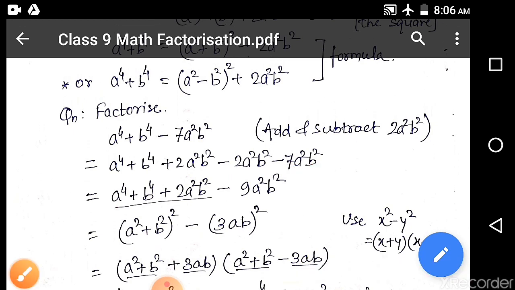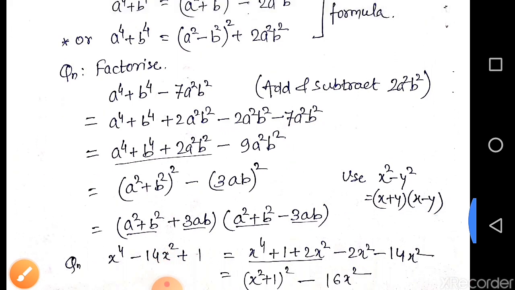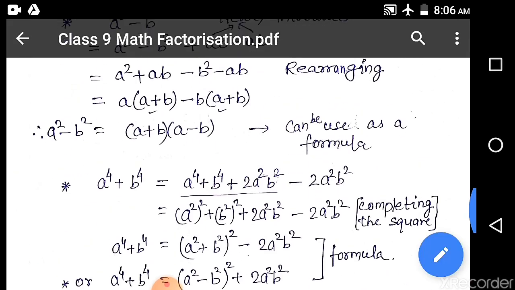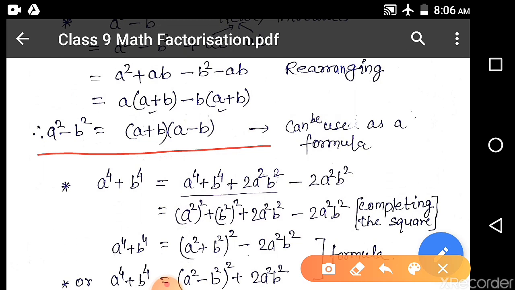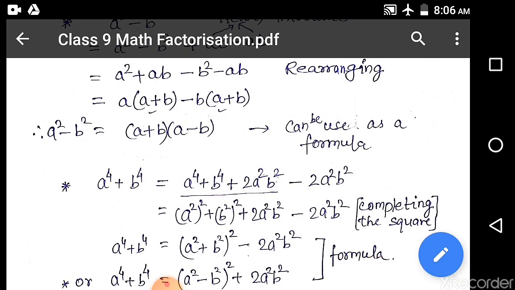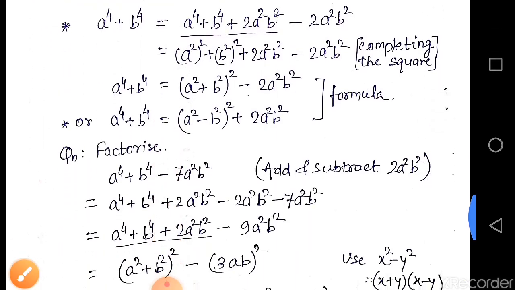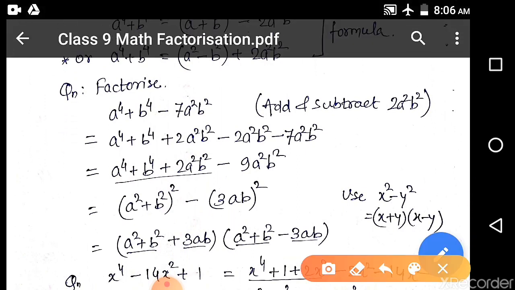Now we can use the formula that we proved here: a square minus b square is equal to a plus b and a minus b. So see here, I have taken it as x square minus y square, so x plus y and x minus y. So this one is a square plus b square whole square, and this one is 3ab whole square. So this one is actually x and this one is actually y.